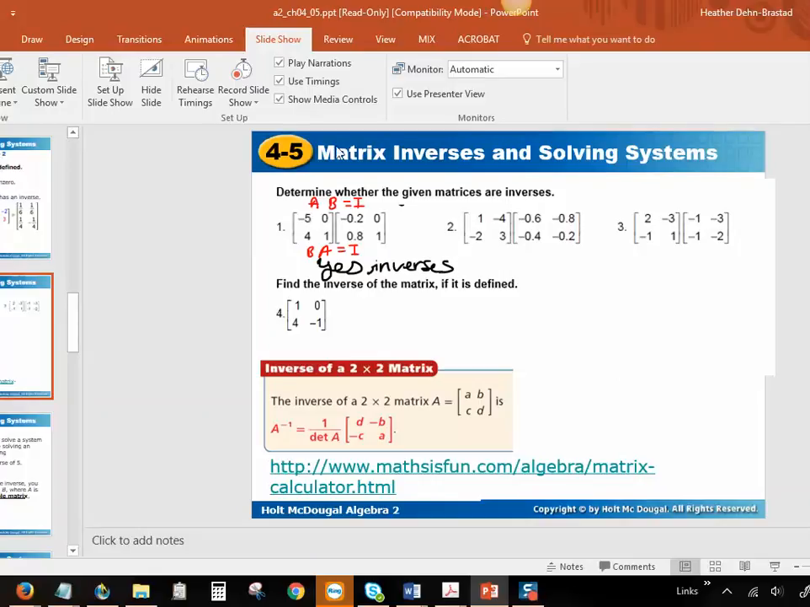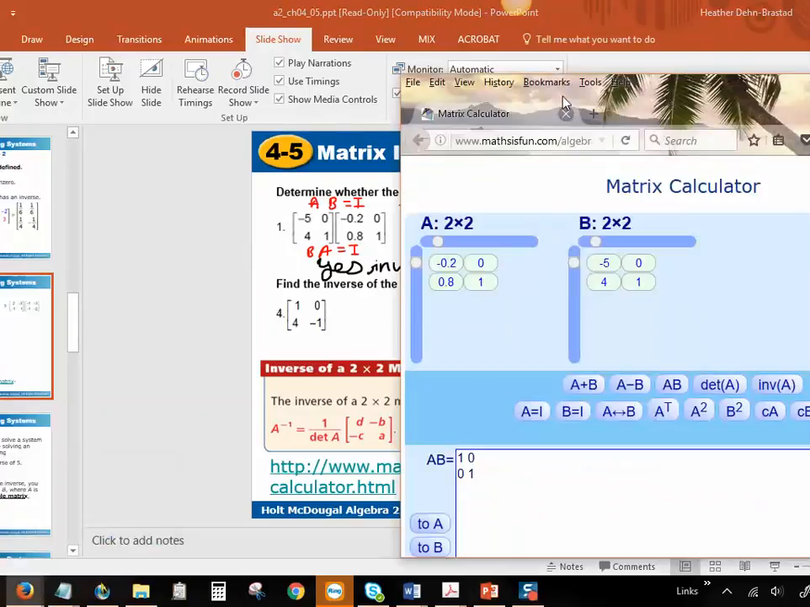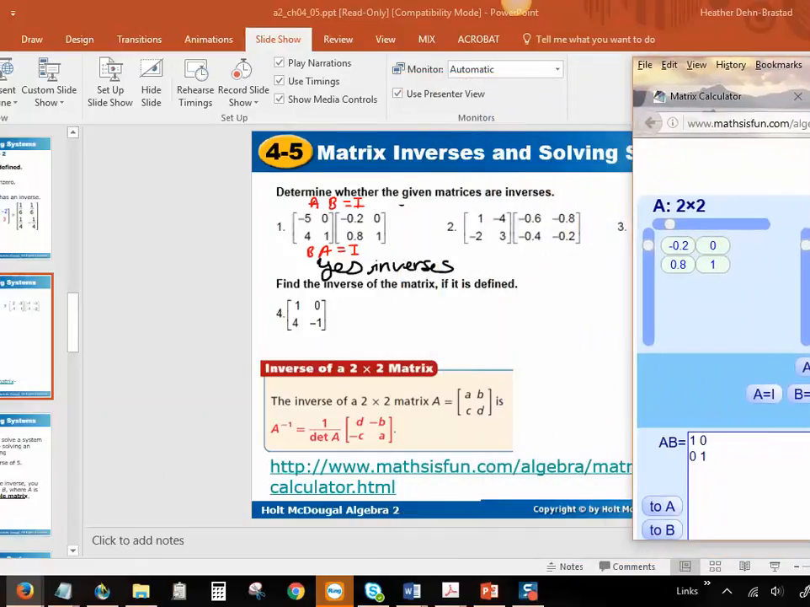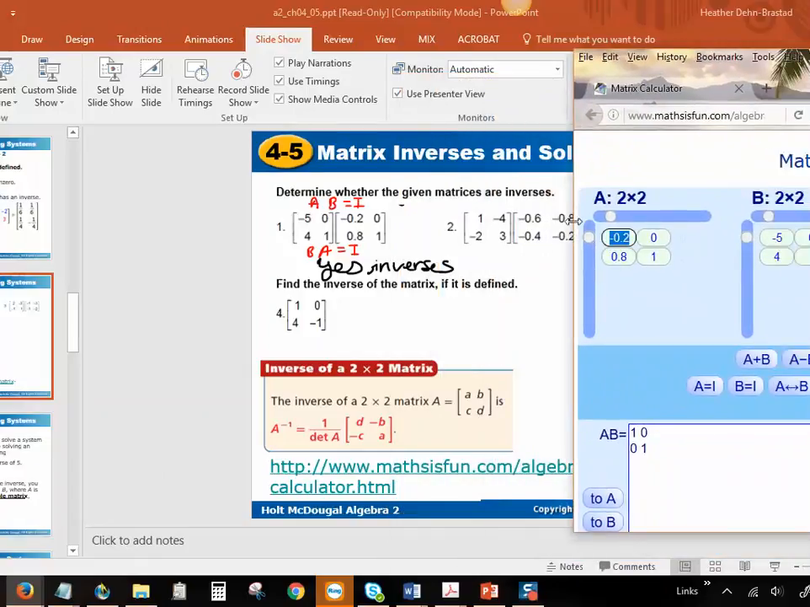And then you would do the same thing to check number 2 and 3. You would change these entries so that they match the worksheet, and then you would multiply, and you would see if you get the identity matrix.